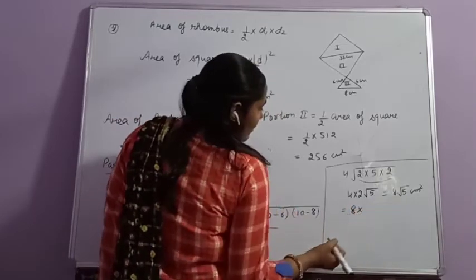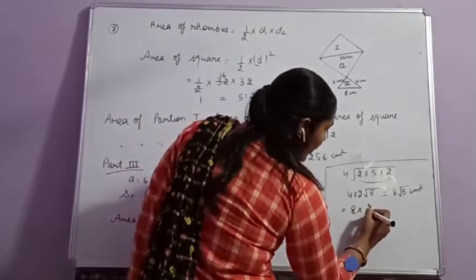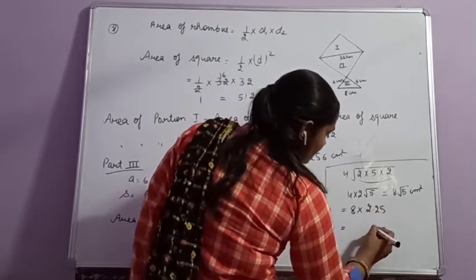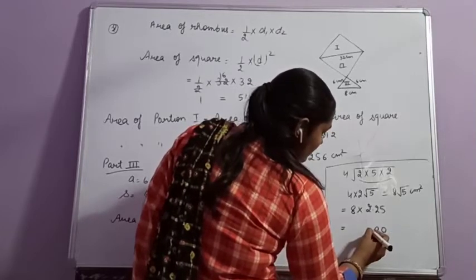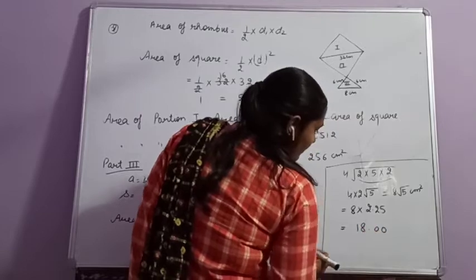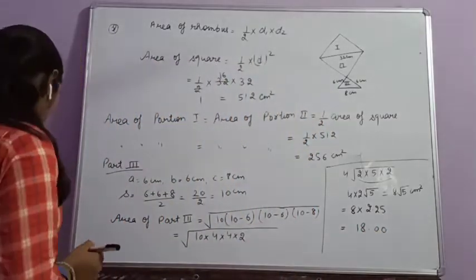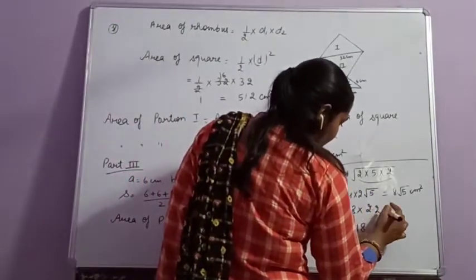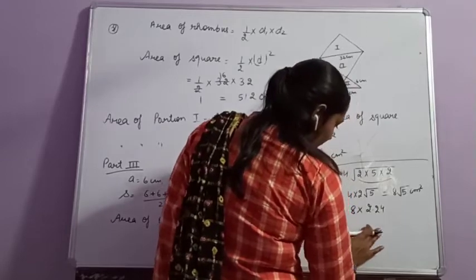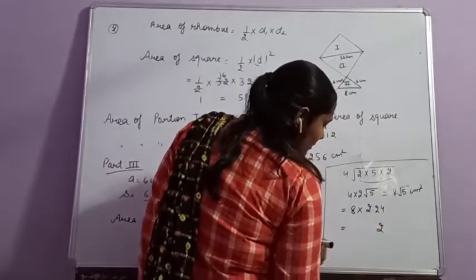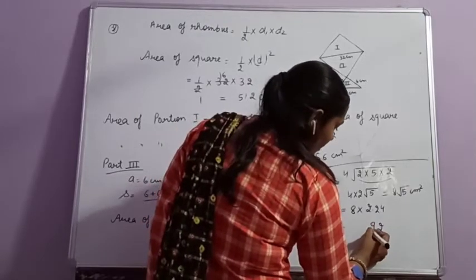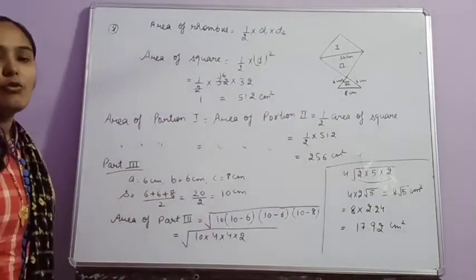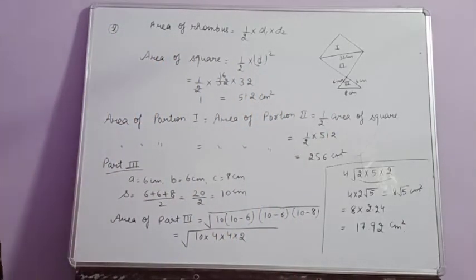8 into value of root 5 is approximately equal to 2.25. That is equal to 18.00. Clear? Sorry, approximately 2.24. Then that will be equal to 17.92 square centimeter. That will be the area of part 3. Clear? Next question.